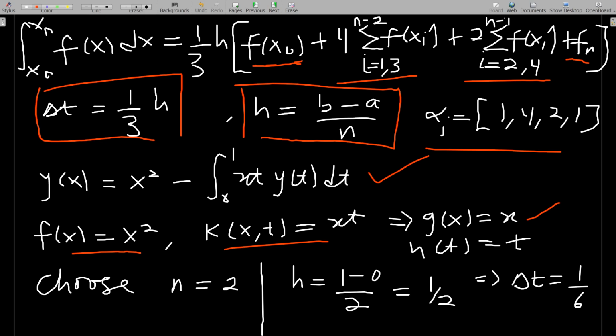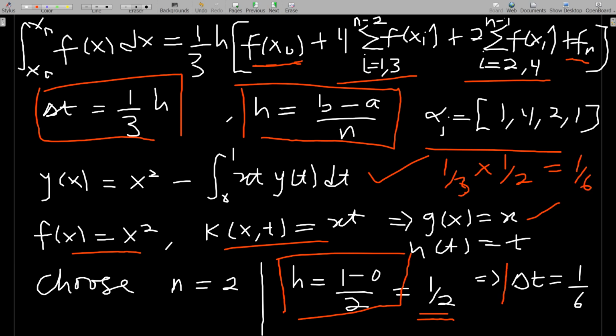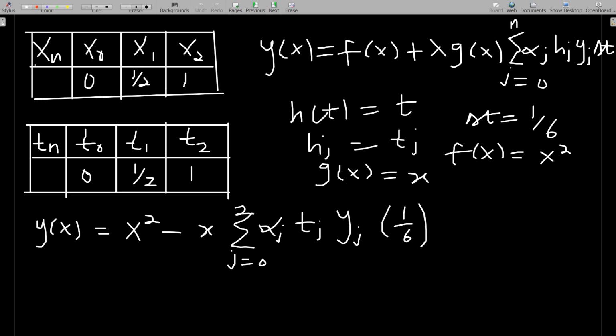So choose n equals 2. Then this means that our h is equal to 1 minus 0, which is the integral limit, over 2, which is equal to half, and meaning that delta t would then be equal to 1 over 3 times half. So 1 over 3 times half will give me 1 over 6. This is it. So you see, this is very simple, just that when you don't know what to do, then that will become a problem. When you know the formulas you should use for each term, then you are cool.